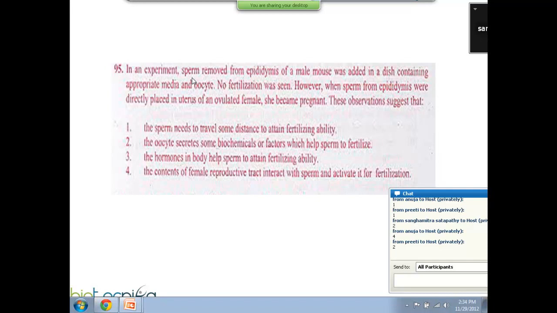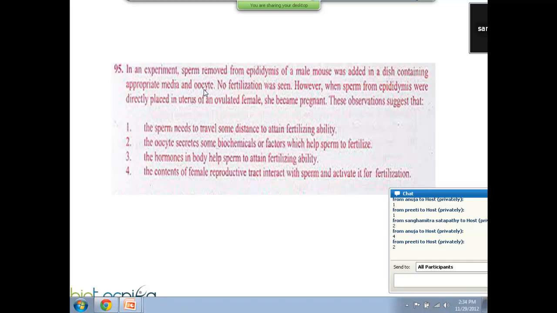So here they removed the sperm from the epididymis. This is the place where your mature sperm will be stored. So directly taking a sperm from the epididymis of the male mouse, they added it into a dish containing appropriate media and oocytes. They collected the female oocytes from the mouse, and the male sperm was added as well. They are not able to find any fertilization.